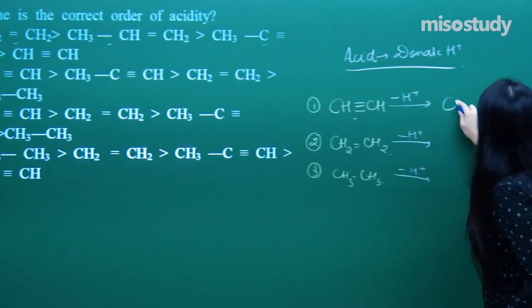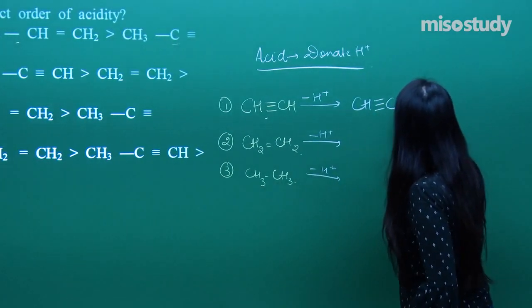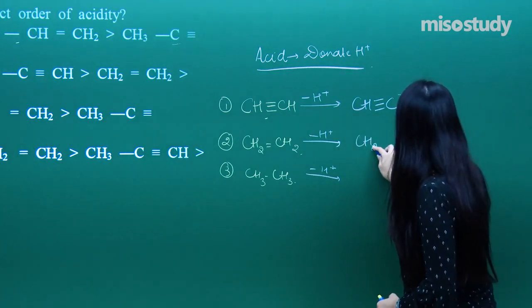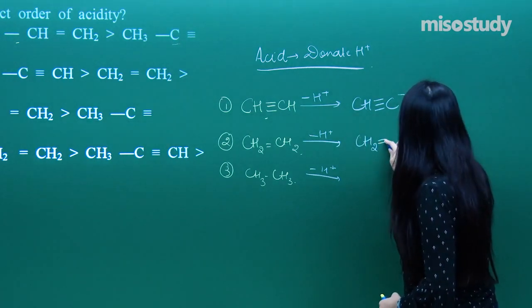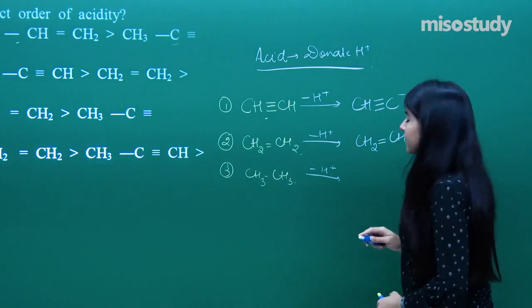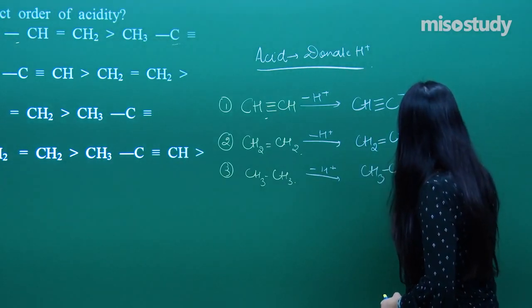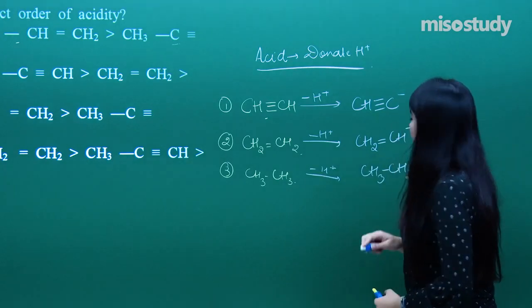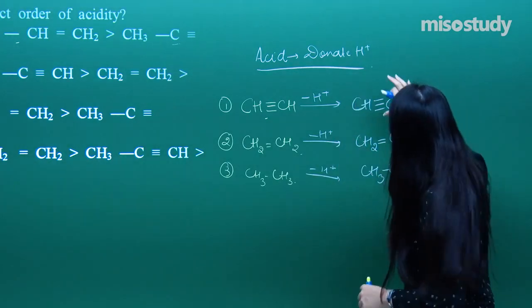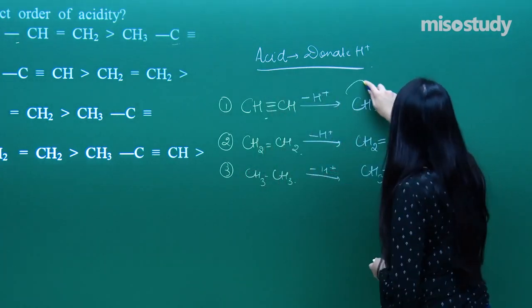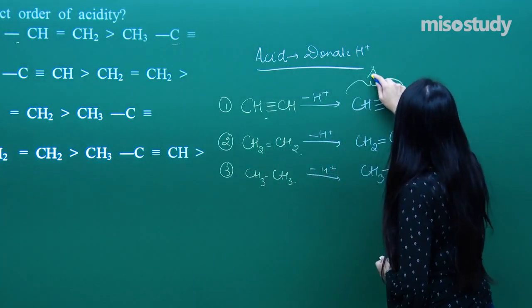So here what do we have? This kind of an anion is obtained. Again what I have here is this kind of an anion, and an anion like that. So I've got these three. Now how to judge the stability? I need to find out the stability of the three.